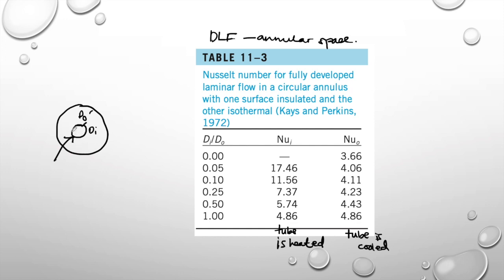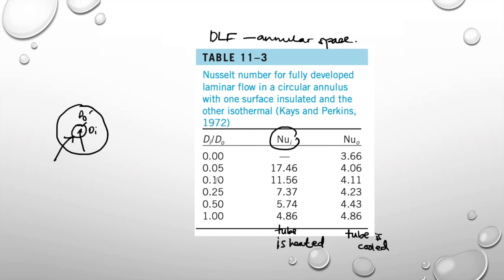So what will happen to this tube? If your shell side is much hotter than the tube side, and you understand that that is a heating process, then the heat will transfer into the tubes. If the heat is transferred to the tubes, therefore the tube is heated, then you will refer only to Nusselt number I for the values of Nusselt number.